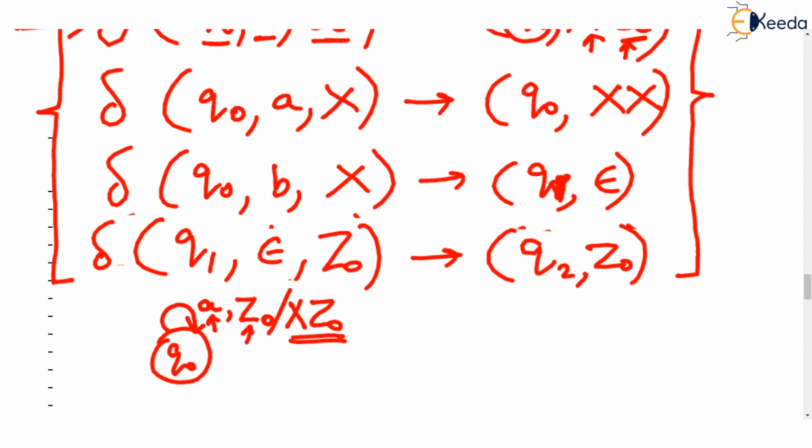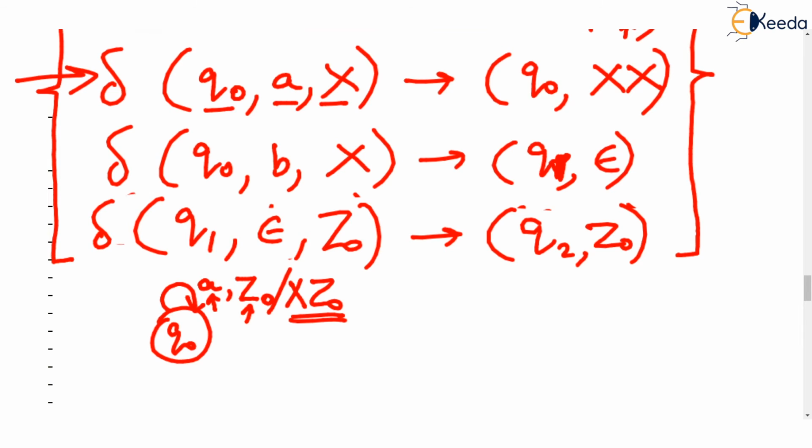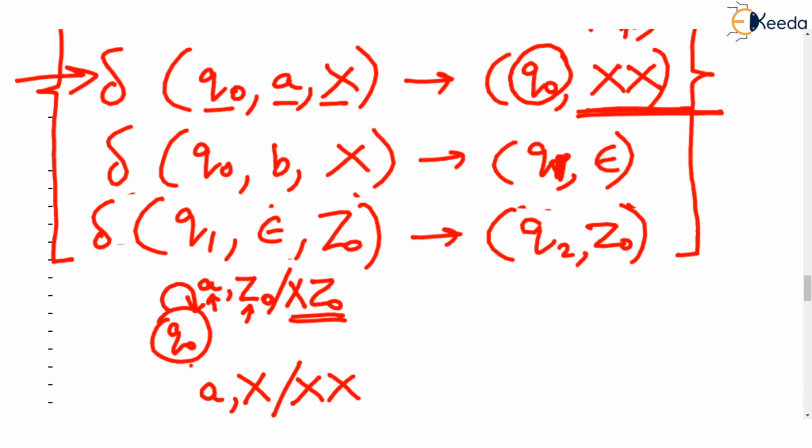Okay. How will you write this delta? Q0, A, X. What that means is in the state Q0, the machine is reading A again, but the top of the stack is X. And what is the result you watch here? The result is that X stays, but on top of it, one new symbol X has been pushed. And most importantly, the machine stays in Q0. So we will again have a loop here. I hope you are understanding.